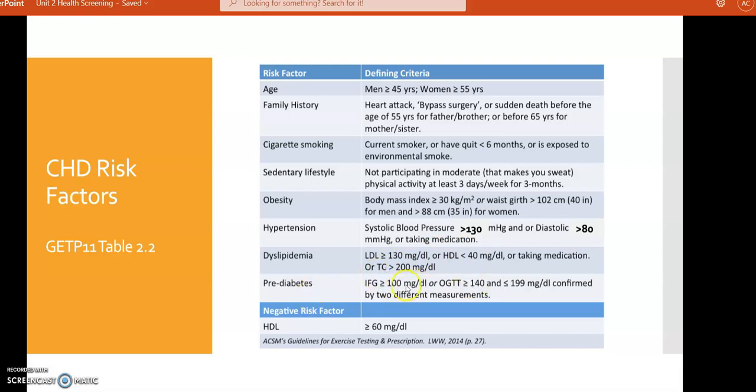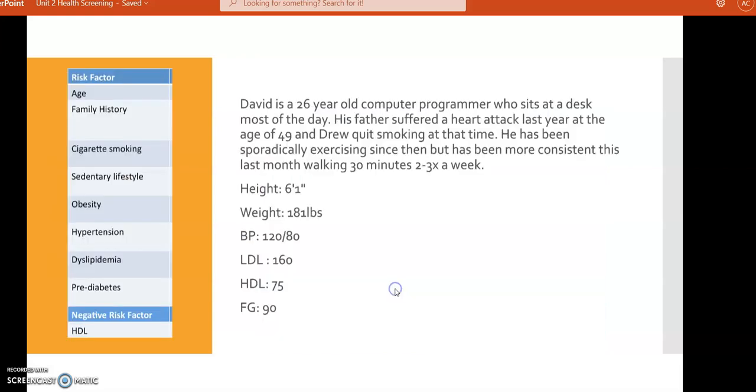And then diabetes, these are different measurements of blood glucose. Most of the time you're going to get a fasting glucose value, which is this one that says we want it to be less than 100 to not count as a risk factor. So let's look at some examples. So here's our first one.